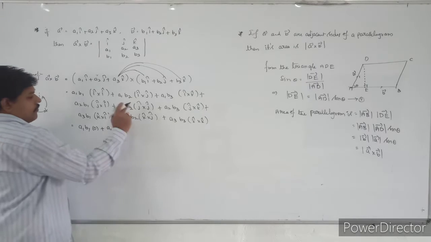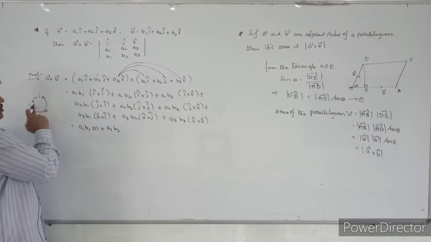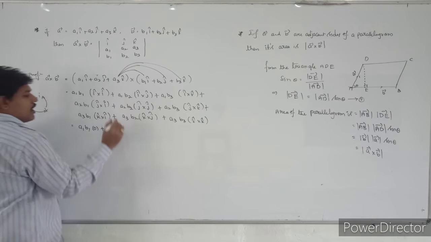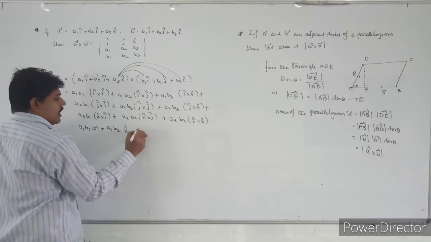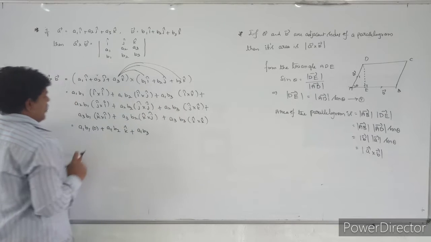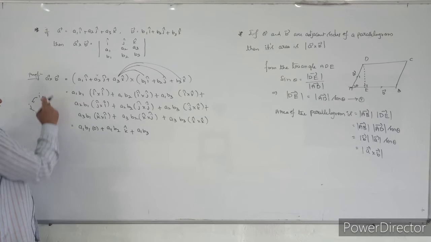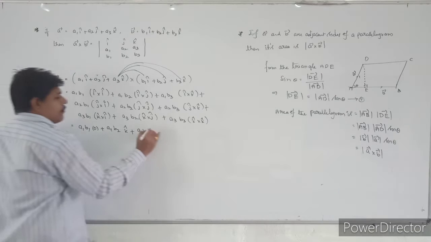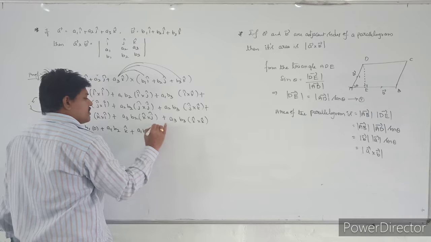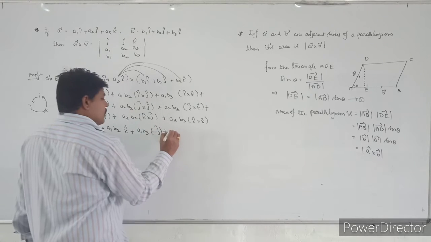So the first one is A1 B2 into I cross J. I cross J is in the right-handed system, so it will become K cap. Plus A1 B3 I cross K. K cross I is the right-hand system, so I cross K will become minus J.